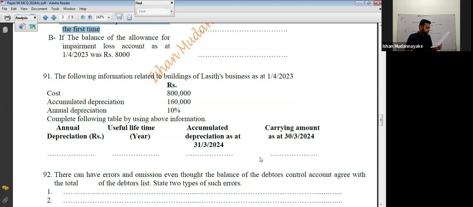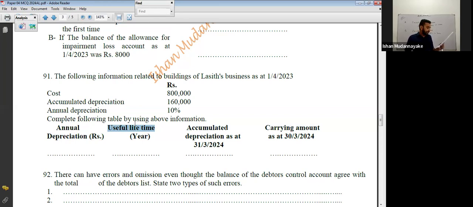Cost of the property, building, 800,000. Accumulated depreciation opening 160,000. Annual depreciation 10%. It means annual depreciation expense is 800,000 times 10%, which is 80,000. Useful lifetime is 10 years. If the depreciation rate is 10%, the useful lifetime is 10 years.